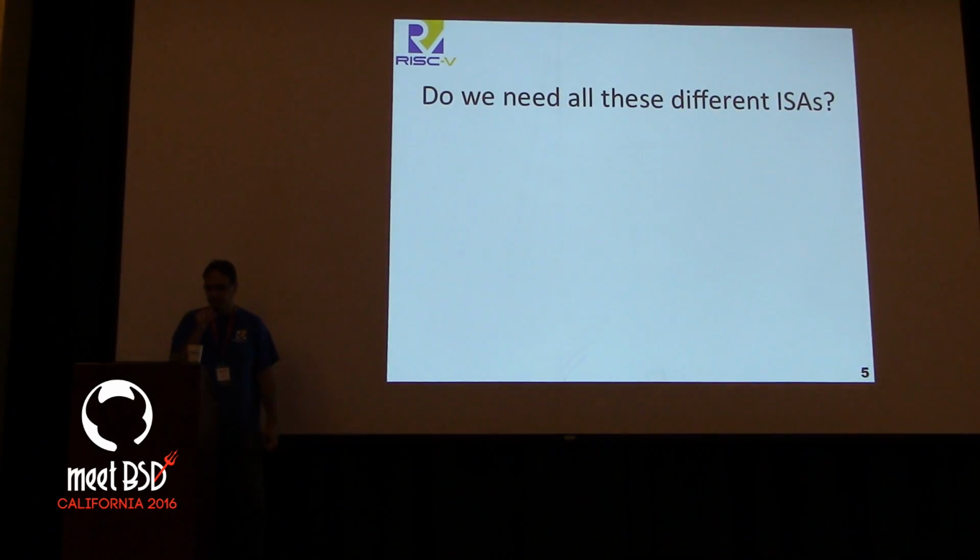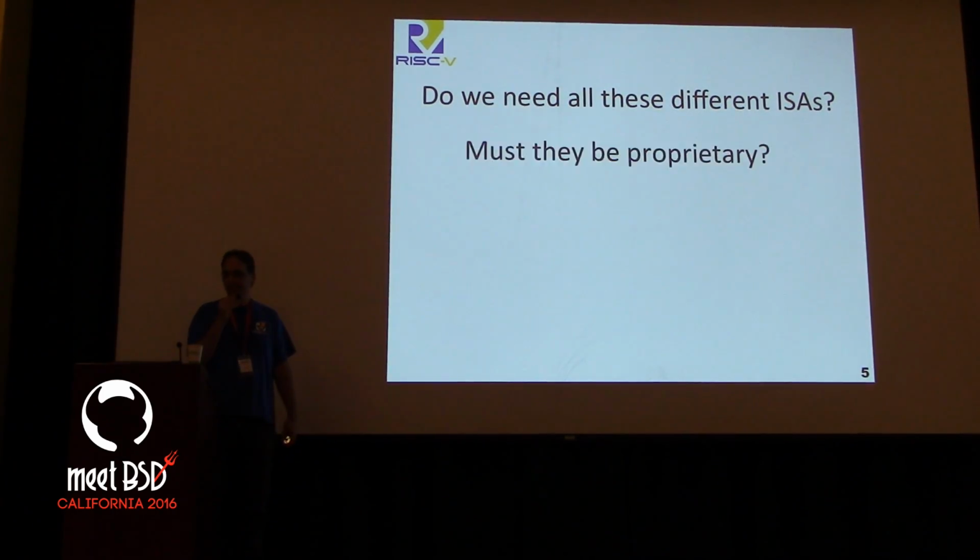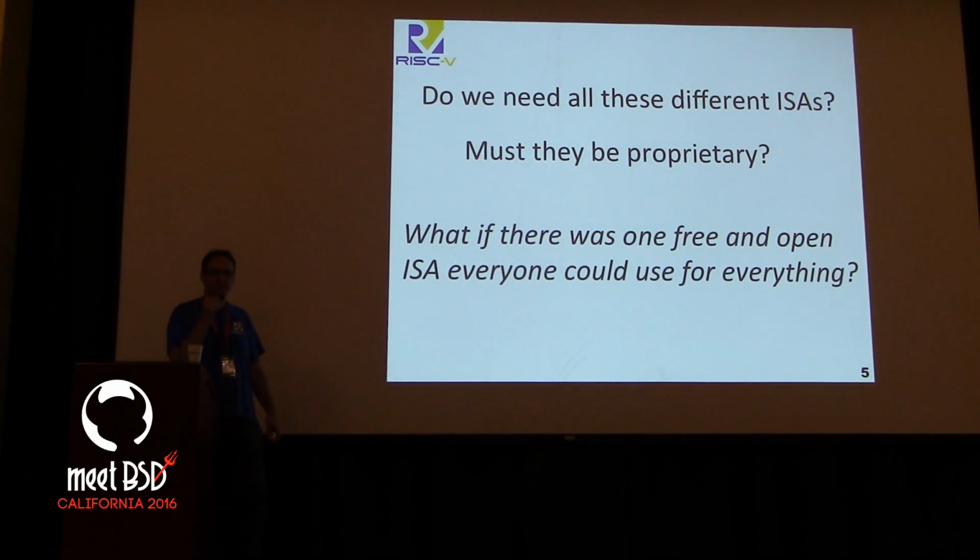So why do we really need all these different ISAs? And do they have to be proprietary, right? So the RISC-V project, the premise is, what if there was just one free and open ISA that everybody could use for everything? Pretty simple idea. So that's what we've been doing in RISC-V.